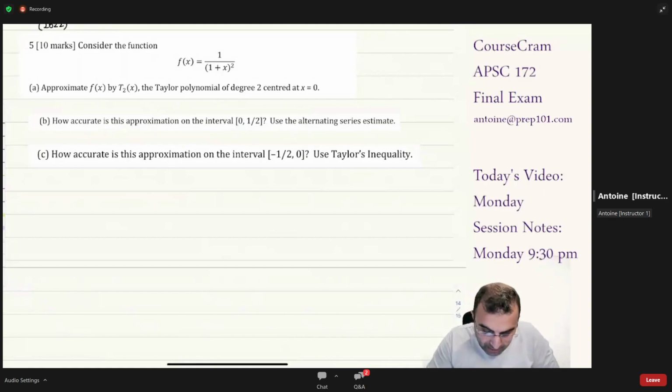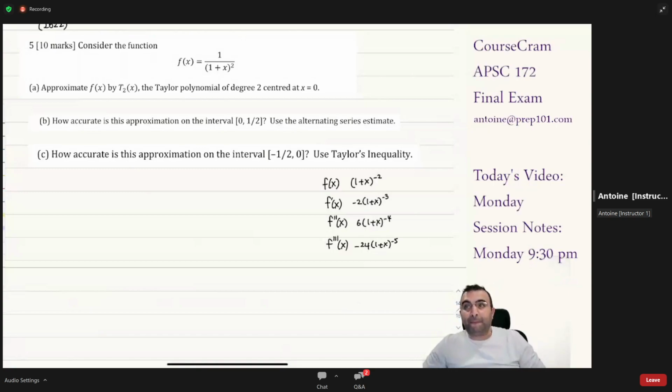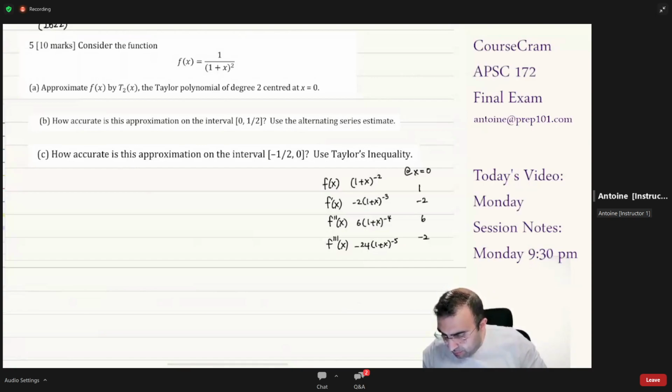We're going to need f of x, f prime of x, f double prime of x, and f triple prime of x. So this is 1 plus x to the minus 2, minus 2 times 1 plus x to the minus 3, 6 times 1 plus x to the minus 4, and minus 24 times 1 plus x to the minus 5. So at x equals 0, we get 1, minus 2, 6, and minus 24.